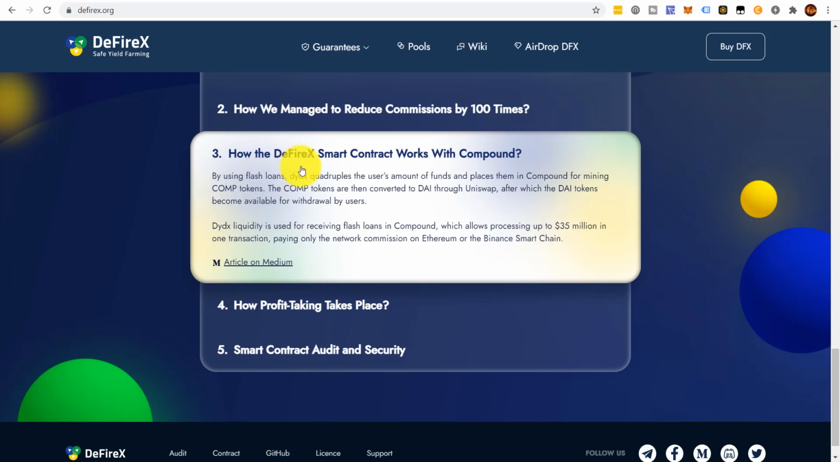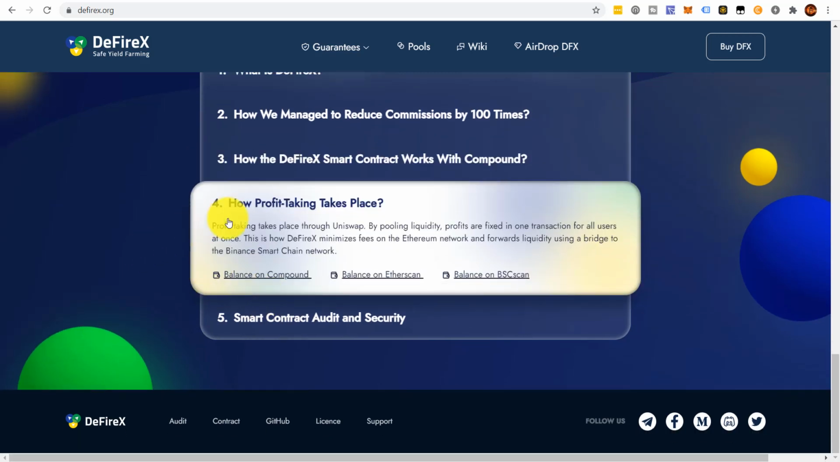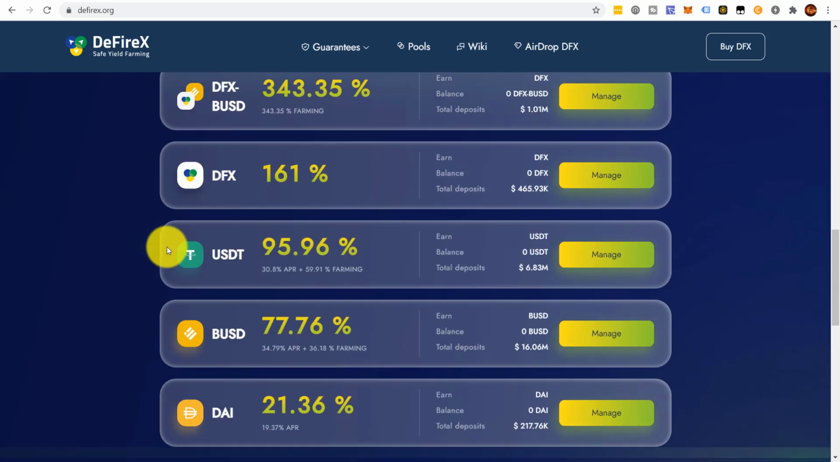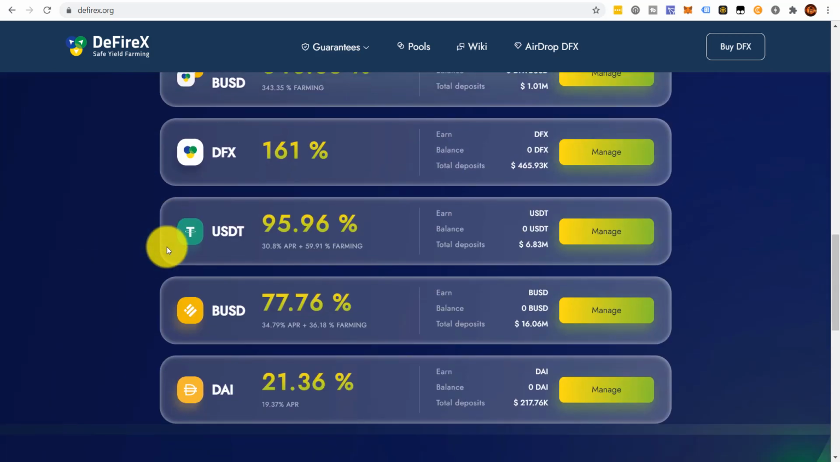How the DeFireX smart contract works with Compound. This is really important. We're going to talk about this. How profit taking takes place. This is really important as well. I encourage you to go through and read each one of these, the audit, and you can read the audit from Pessimistic right here.